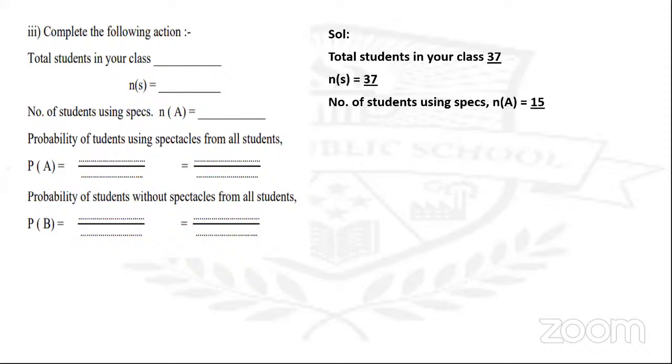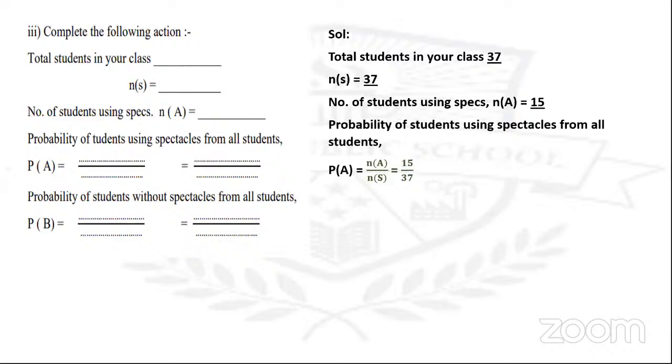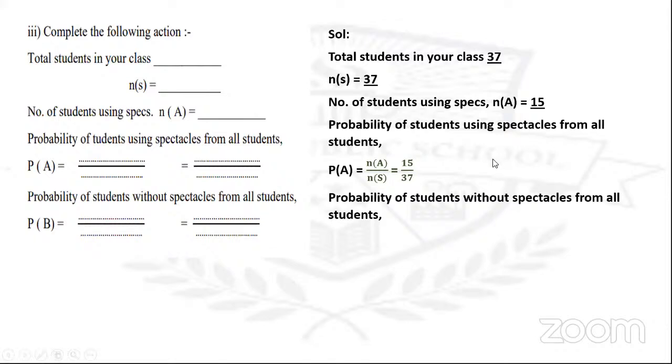So what is the probability of A? The probability of students using the spectacles from all the students. P of A equals the formula N of A upon N of S. That is 15 upon 37. Probability of students without spectacles. Now check here. 15 students out of 37 are using the spectacles. So that means N of B, without spectacles, would be 22. The probability is N of B upon N of S. That is 22 upon 37.